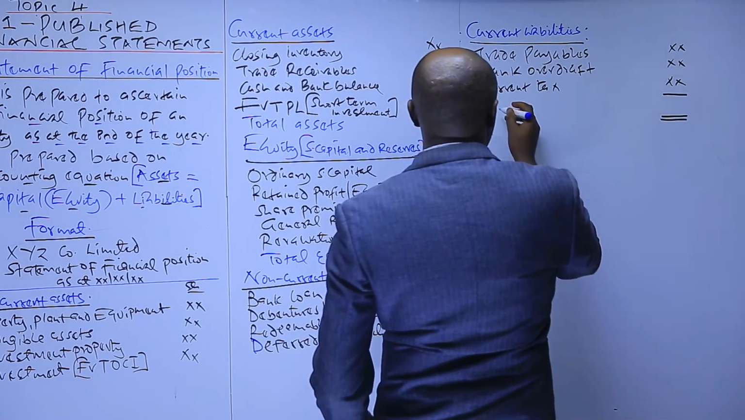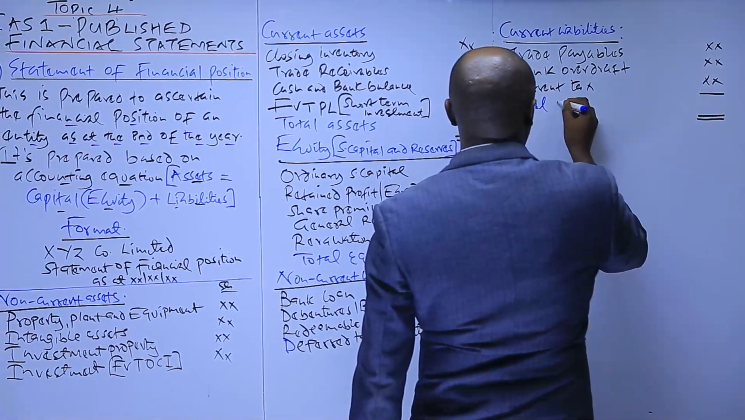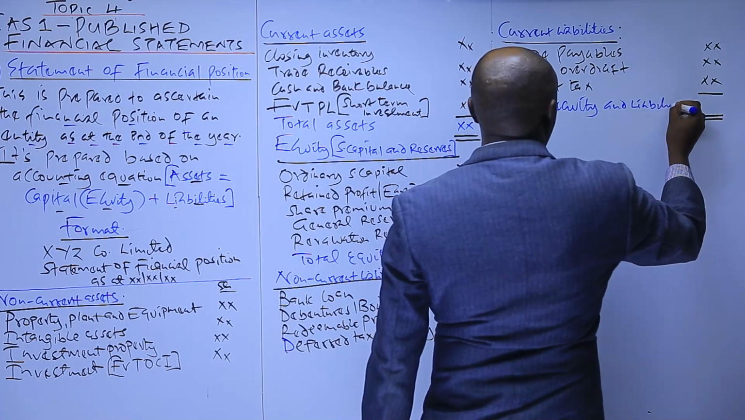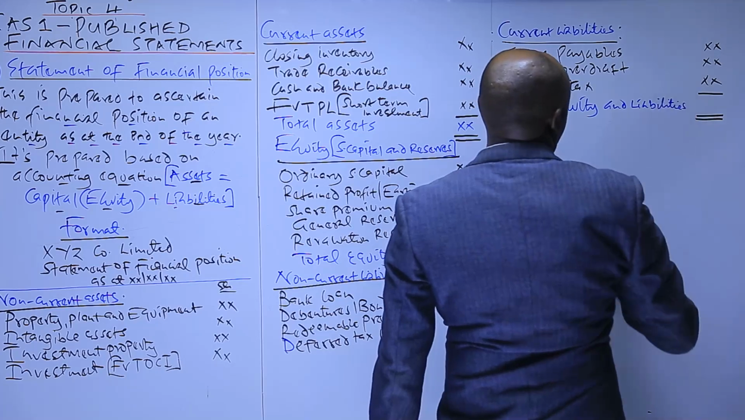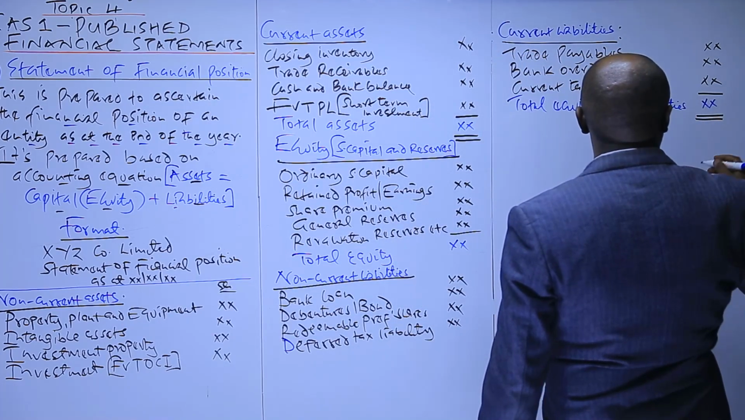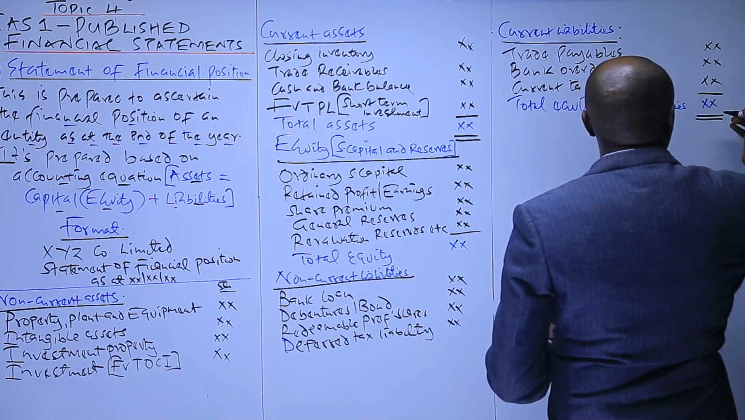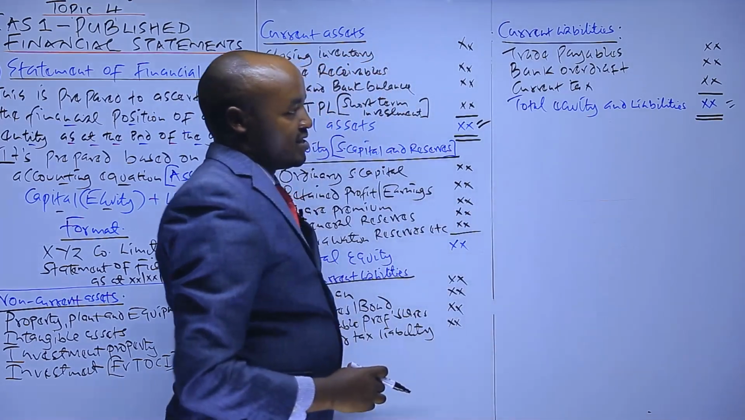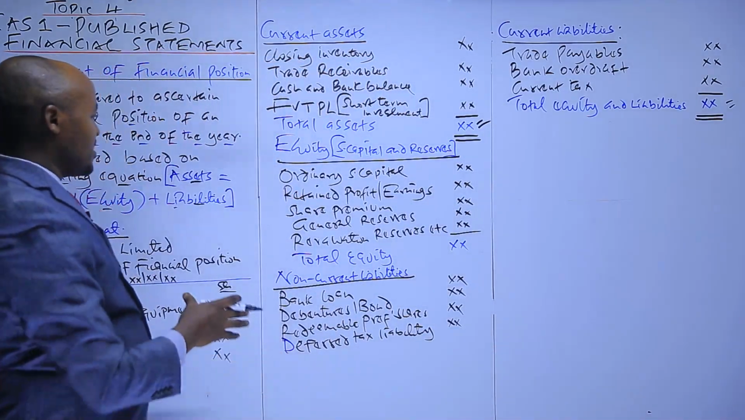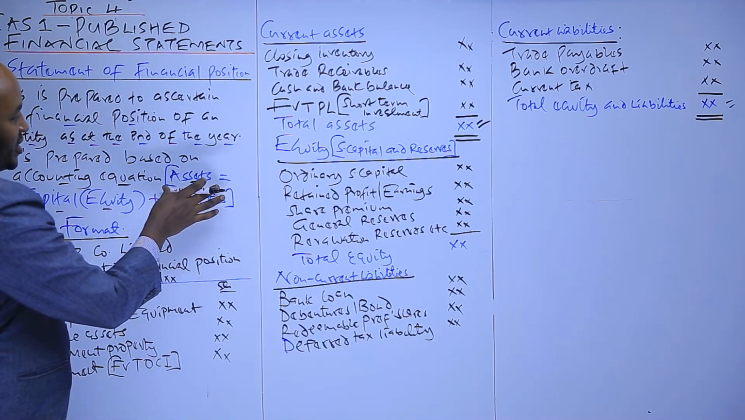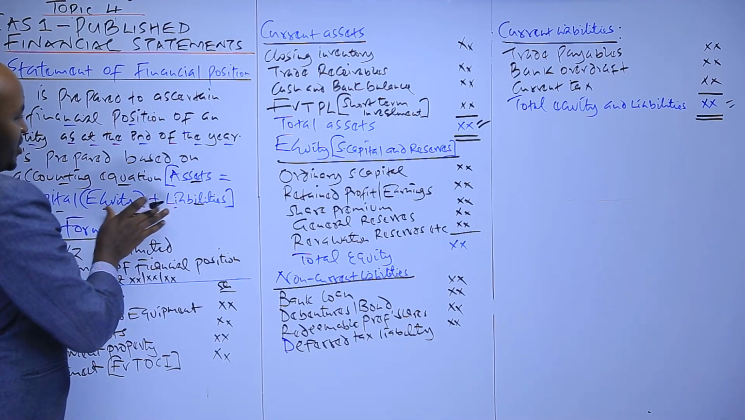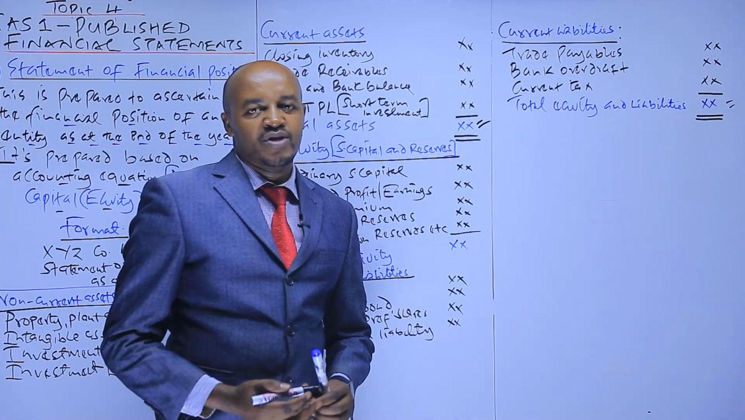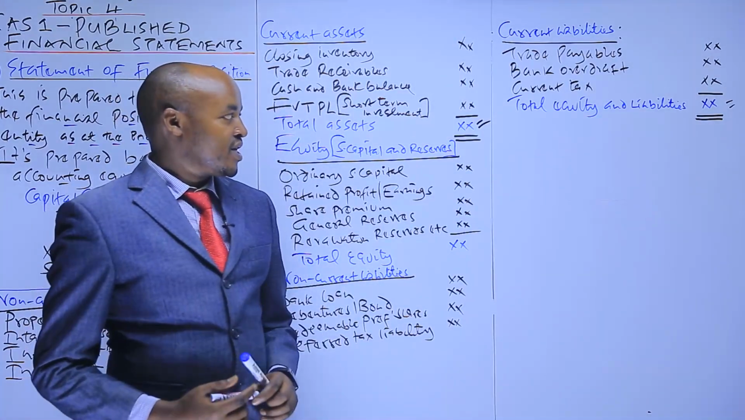And then what we do finally here is that we get the total equity and liabilities. Whatever you get here must always be the same as the total assets. Basically that is in accordance with our accounting equation, which states assets are equal to equity plus liabilities. So that's how we prepare the statement of financial position in accordance with IAS 1.